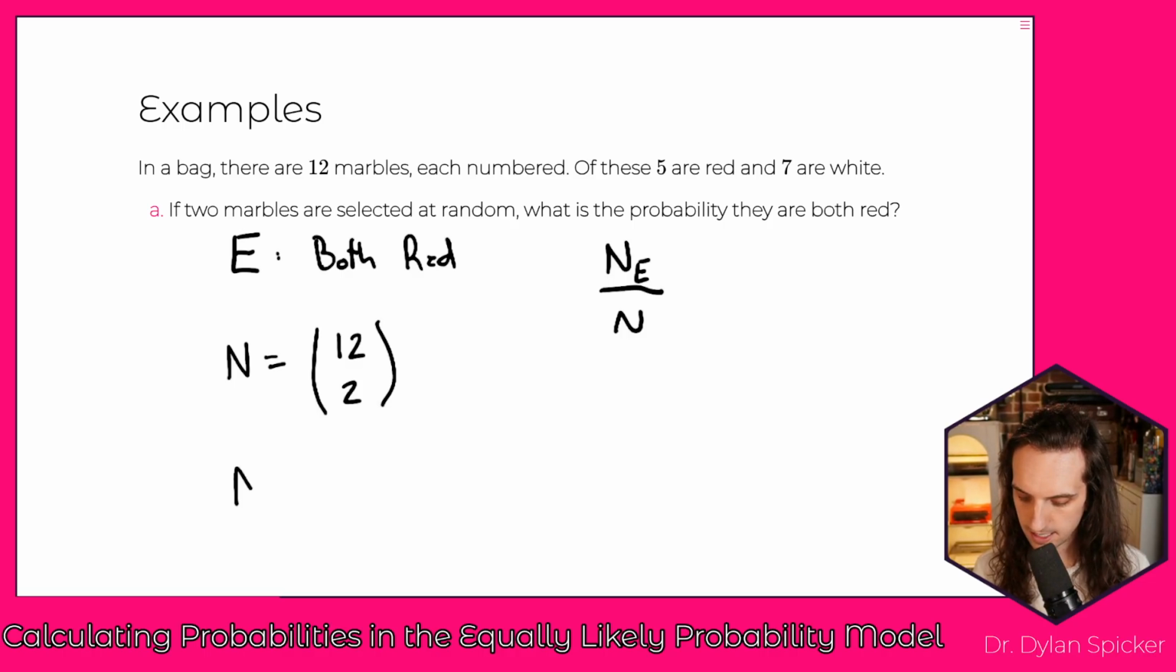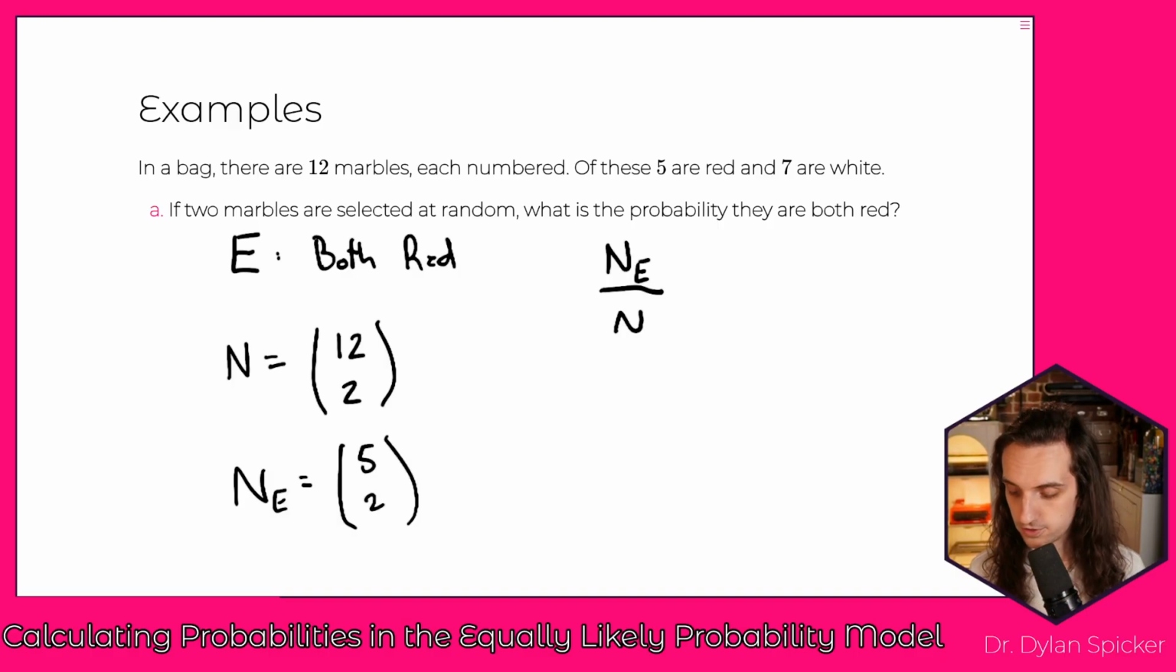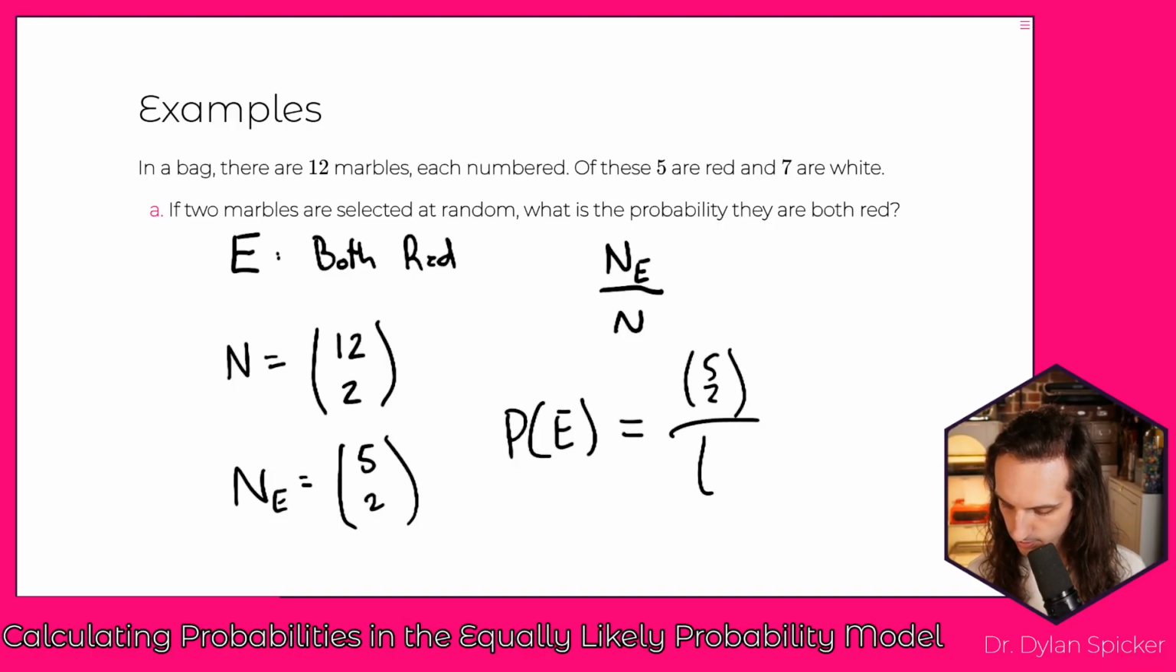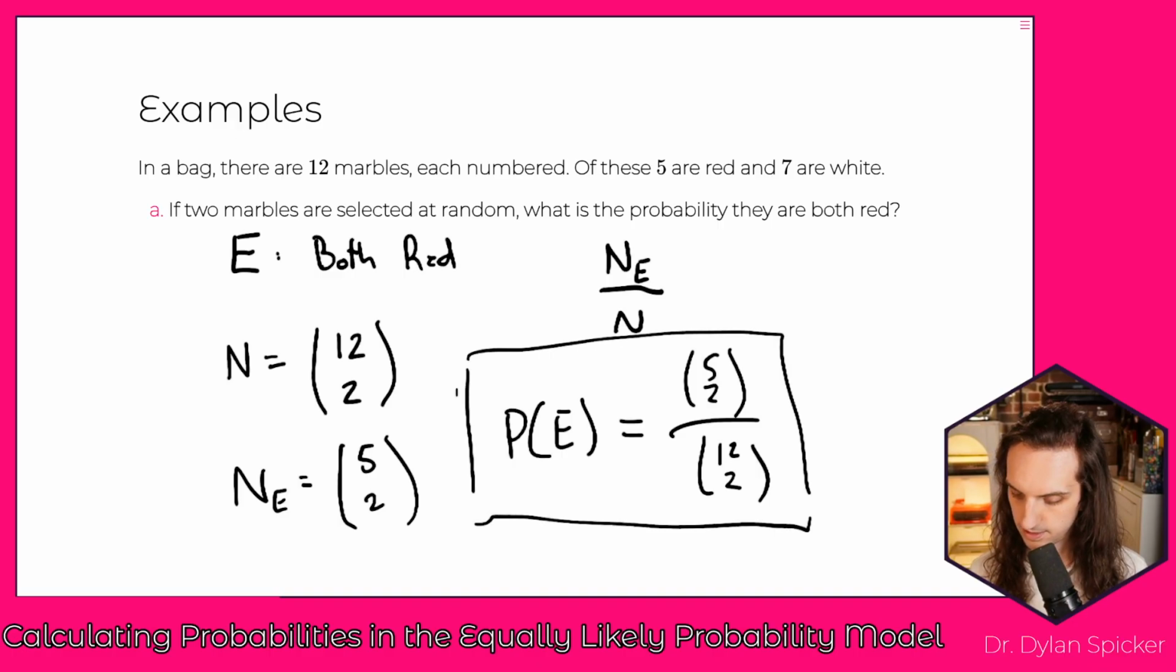Now, what about N(E) here? How many ways are there of selecting 2 red marbles? Well, there are 5 total red marbles. We want to pick out 2 of them. And so there's going to be 5 choose 2. And so what we can ultimately say is that the probability of E based on this has to be 5 choose 2 divided by 12 choose 2. This is what it has to be based on the equally likely probability model here.